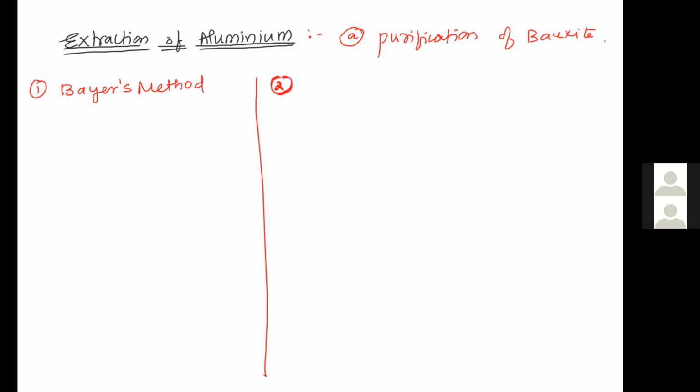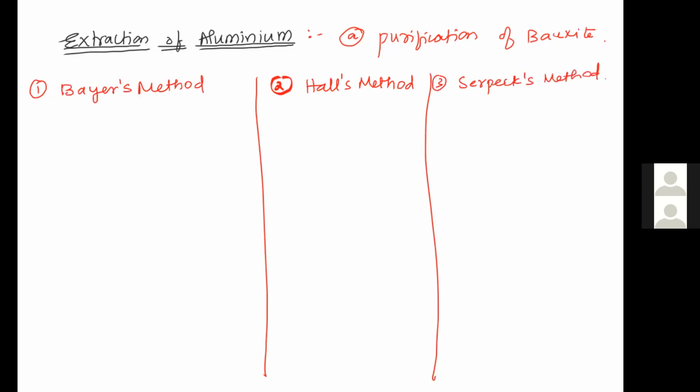Second, Howell's method. Third, Serpek's method. This whole extraction of aluminium is very important. This is the whole metallurgy. The questions frequently asked would only be from aluminium.